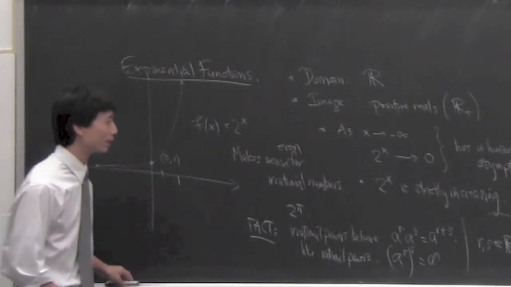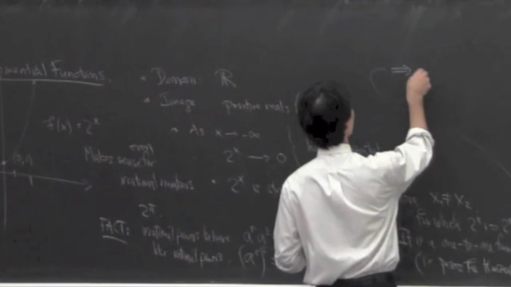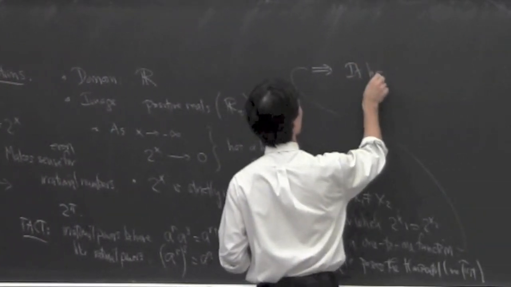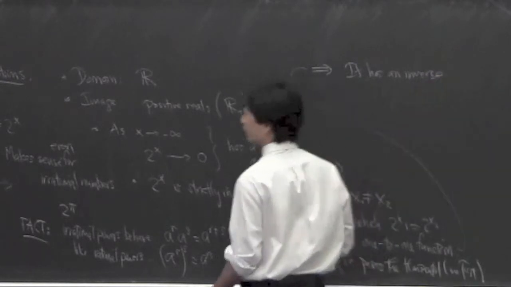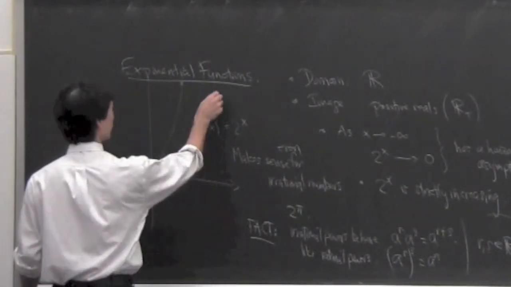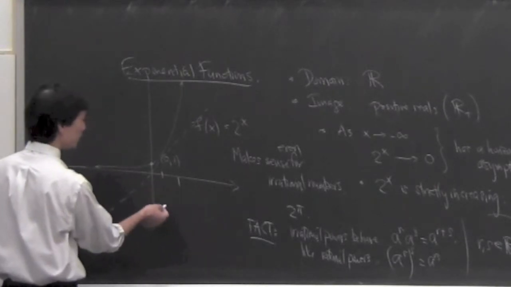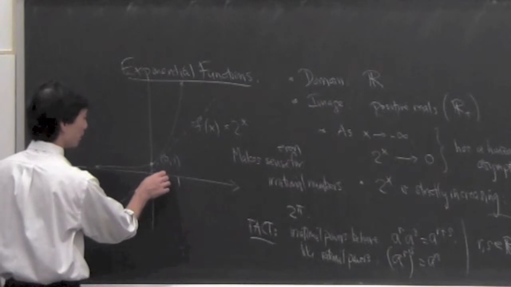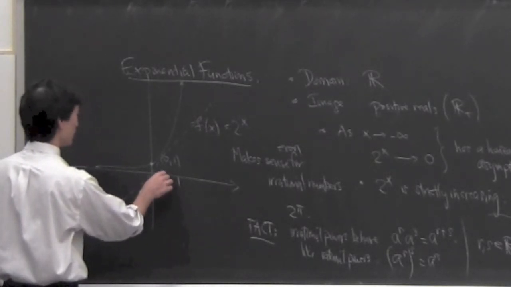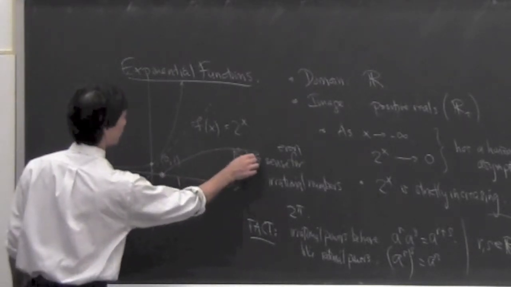Has an inverse, exactly. So because it's a one-to-one function, it has an inverse. The inverse, you see, is going to pass through the point (1, 0). It's going to pass through here, (1, 0). And what's going to happen to it? Well, it's going to go like this.